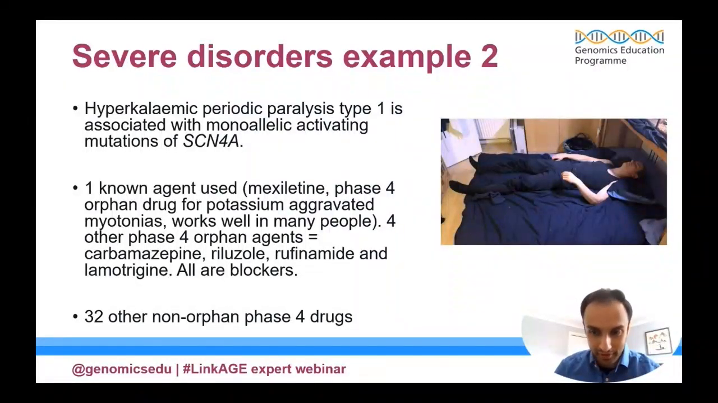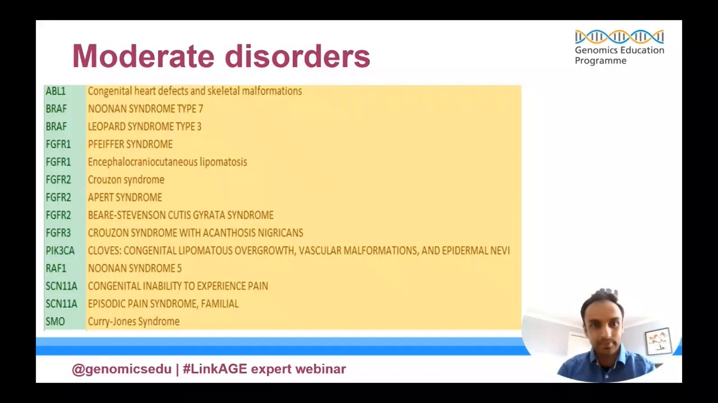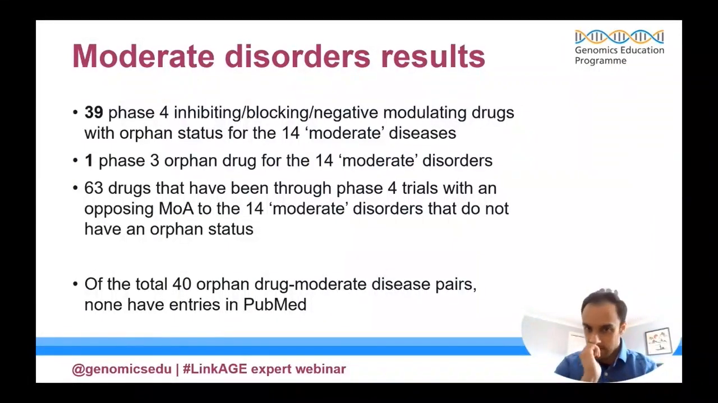Then it gets a bit more interesting, I have to say. So we then started looking at our moderate severity disorders, and these range from things like a subtype of Noonan syndrome, Cudakari-Jones syndrome, and as I previously stated, Crouzon syndrome. The results for the moderate disorders were that there were 39 phase four inhibiting, blocking, or negative modulating drugs with an orphan status for the 14 activating mutation-based moderate diseases.